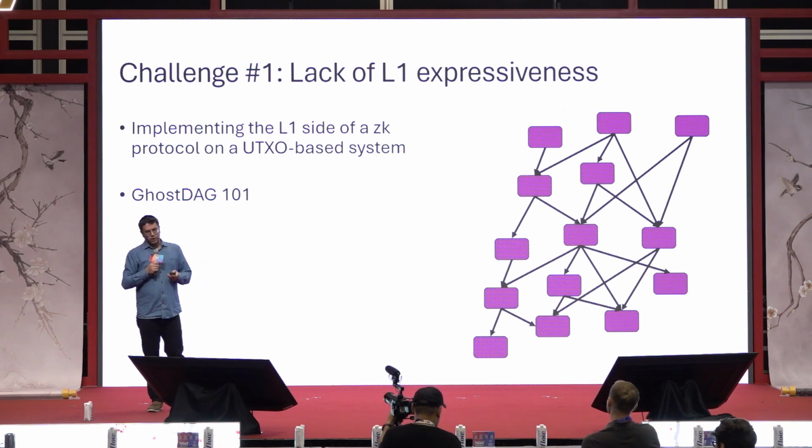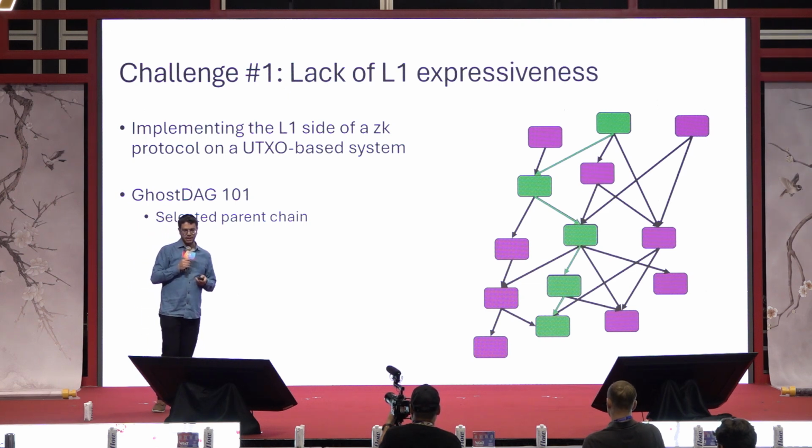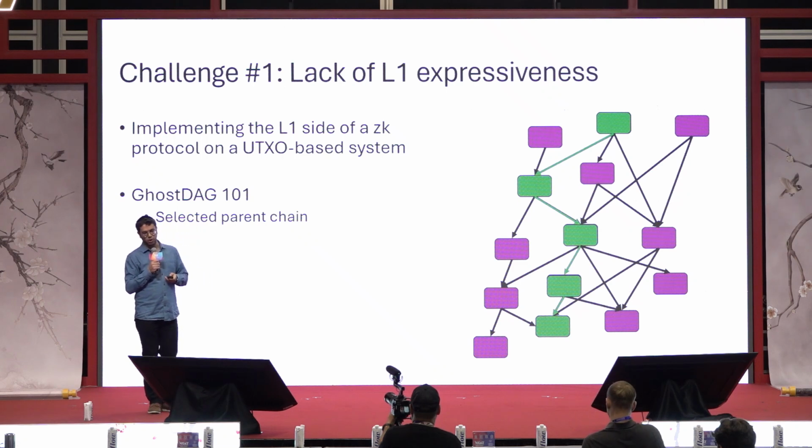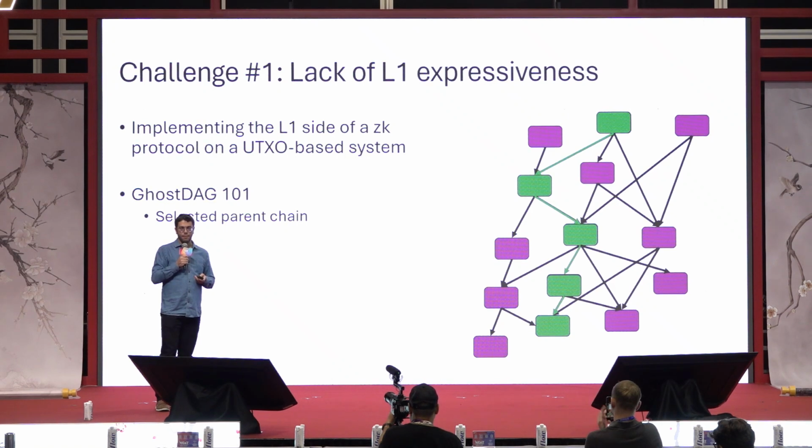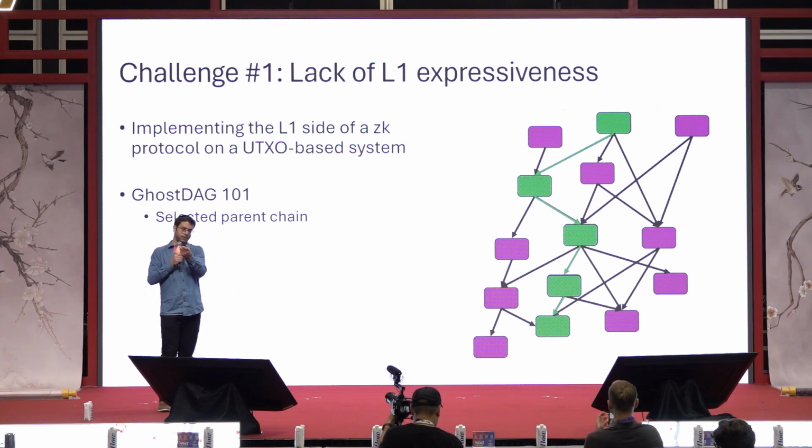The way GhostDAG orders the DAG is by selecting a chain, meaning each block selects one selected parent. And you also select the tip. Amongst the tips, you select one tip with the same rule. So that actually induces a chain.